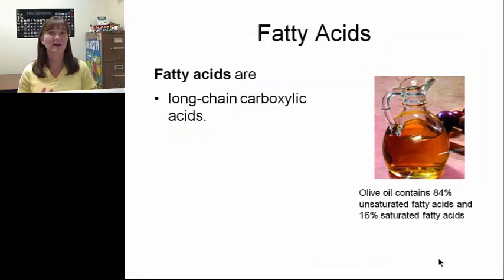Okay, so starting off, what are fatty acids? Because they're the building blocks of a lot of our lipids we need to learn. So fatty acids are long-chain carboxylic acids. So basically they have that carboxyl group. And I'm hoping you can remember your carboxyl group. It has the carbon double bond oxygen bonded to the hydroxyl group, the OH.